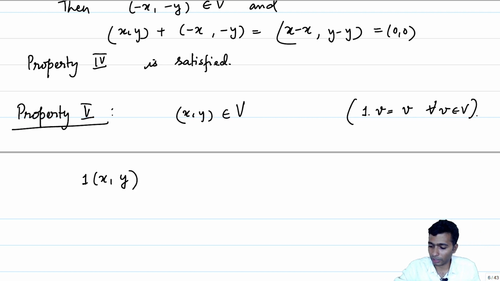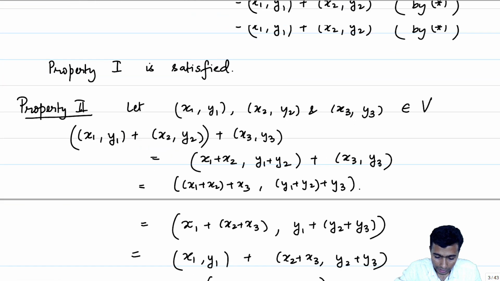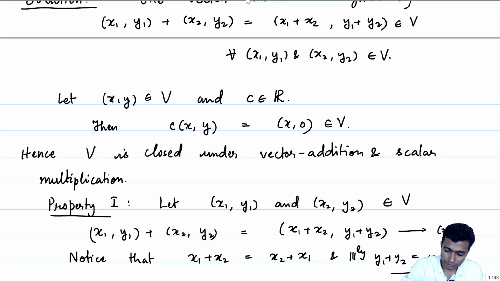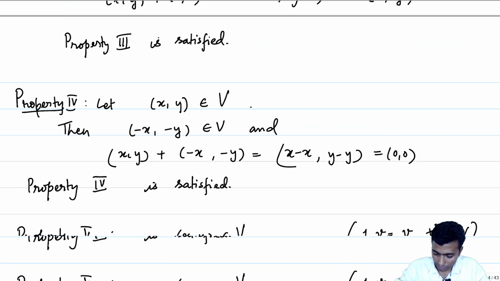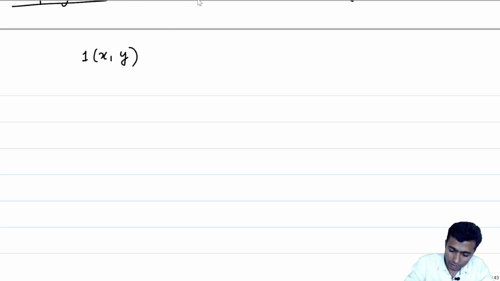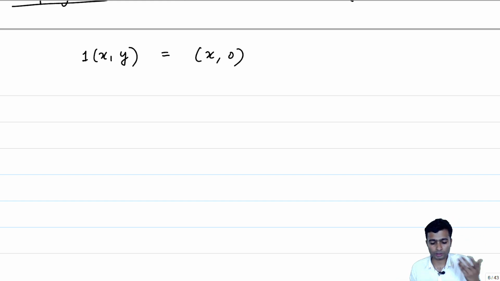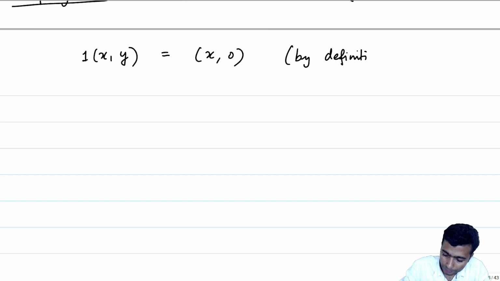So, to do that, let us go and recollect the definition of the scalar multiplication, which I am now underlining in green here. Any scalar c times (x, y) is giving us back (x, 0), as you can see. So, 1 times (x, y) will give you back (x, 0). It does not matter what c is, right? Every scalar should give you back the vector which has the first coordinate and 0 in the second coordinate. By definition, this is what it is. But if y is not equal to 0, then (x, y) is not equal to (x, 0), right?